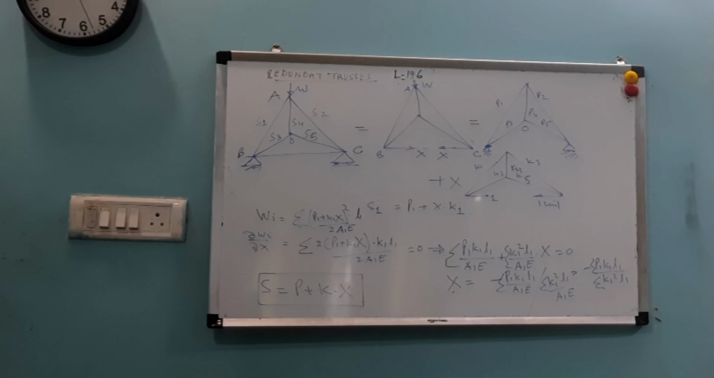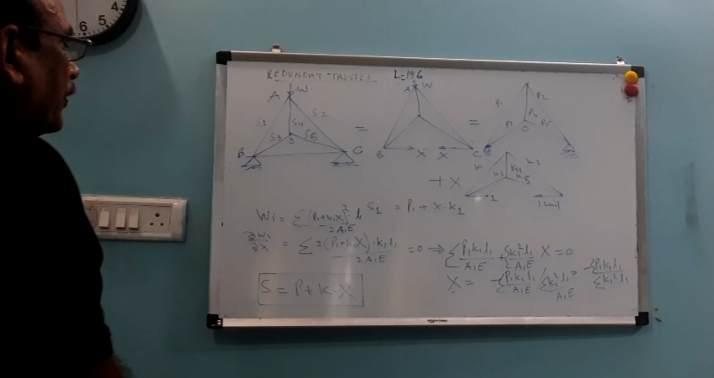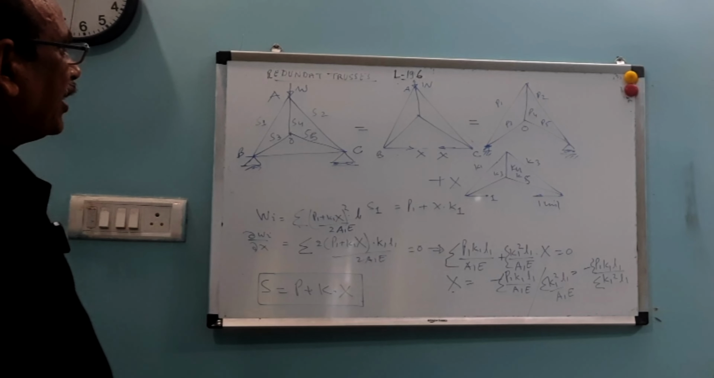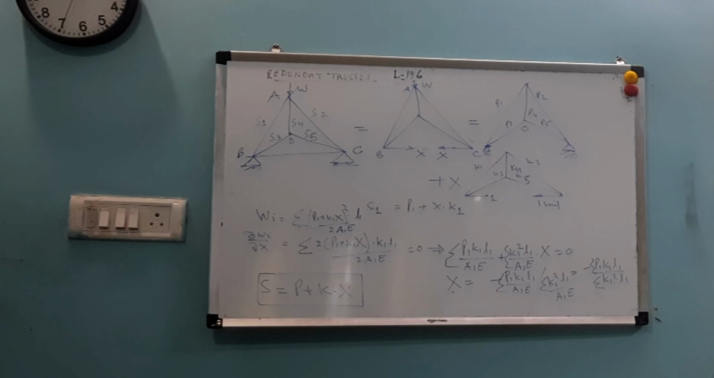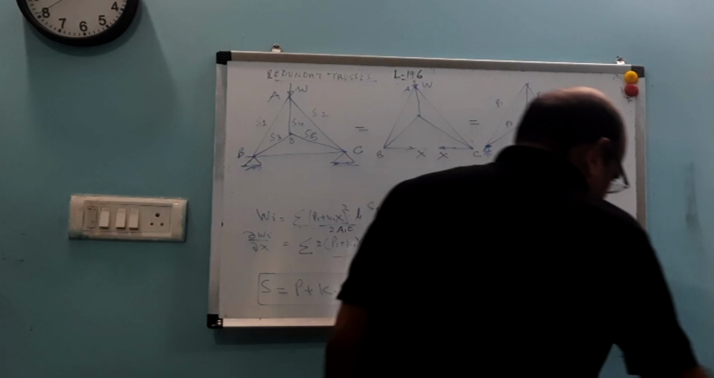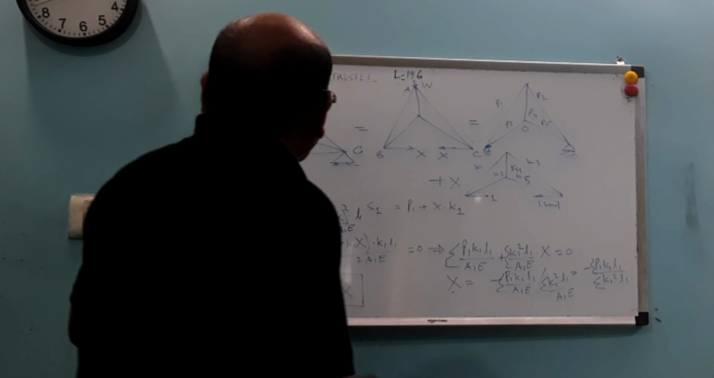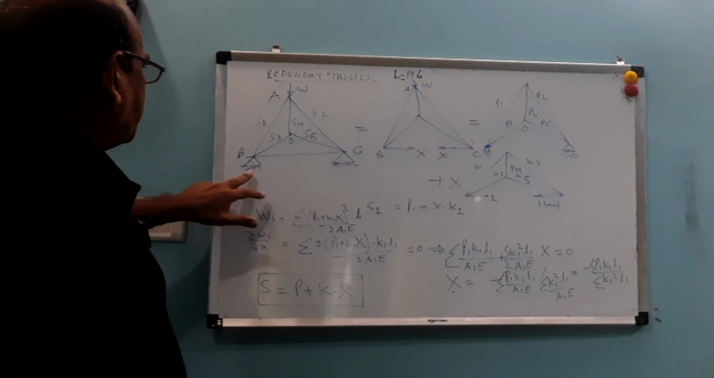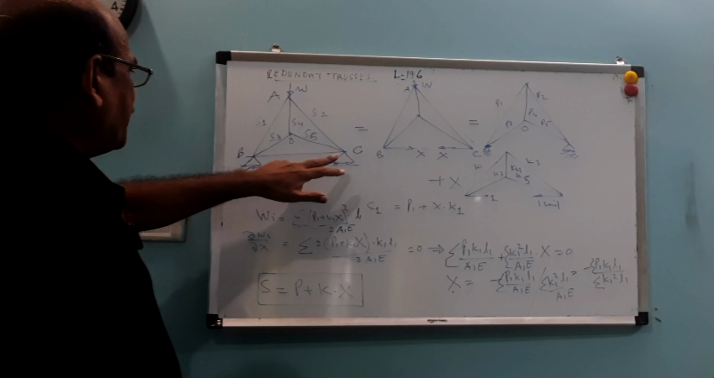This is lecture 196. यहाँ पर हम क्या कर रहे हैं? We are trying to resolve the problem of redundant truss by applying some fundamental thing in this truss. So suppose this is a truss which is A, B, C.